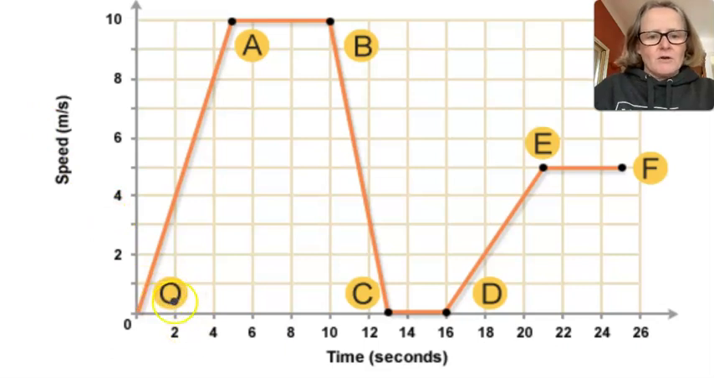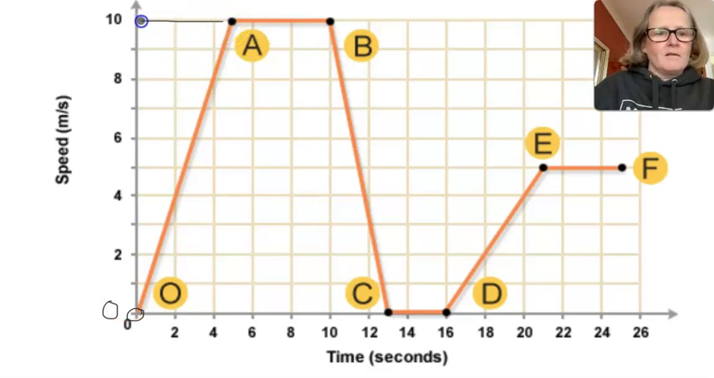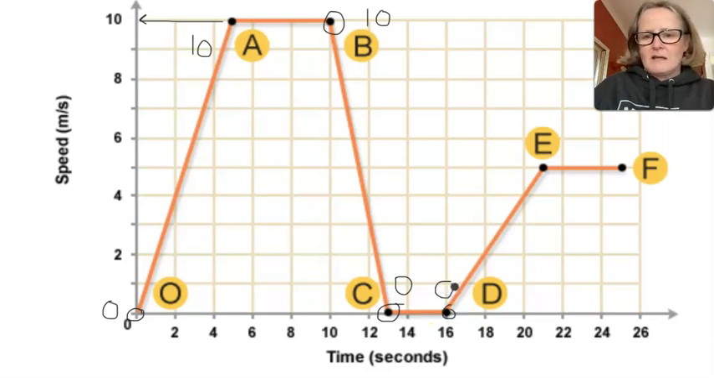So at point 0 here, the origin, we have a speed of 0 meters per second. At point A, if we look across here, the speed at point A is 10 meters per second, and at point B it's the same, 10 meters per second. Now back at C, we're down at the bottom again, so we're at 0 meters per second, and for D that's the same as well, 0 meters per second.